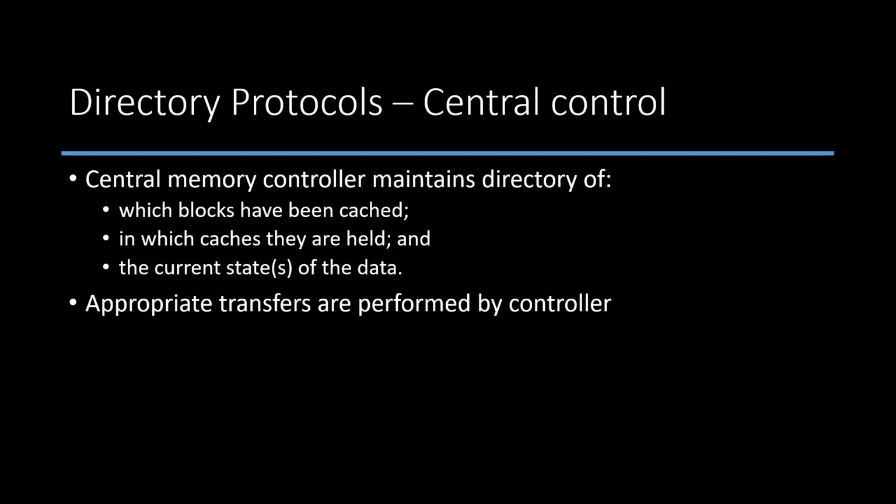Let's dig into the first of the cache coherence protocols, directory protocols. Now, directory protocols are central control. Remember, we've got this central controller that hangs off of the memory bus. It acts as a big brother which watches all the transactions that are going on, so it can keep track of which blocks have been held in which caches, and what their state is.